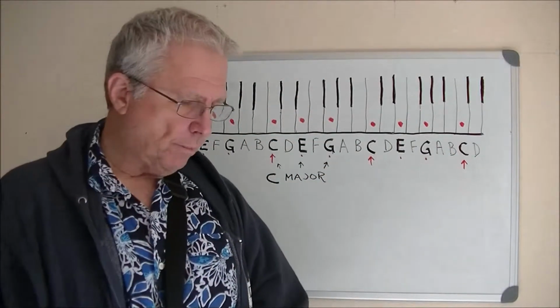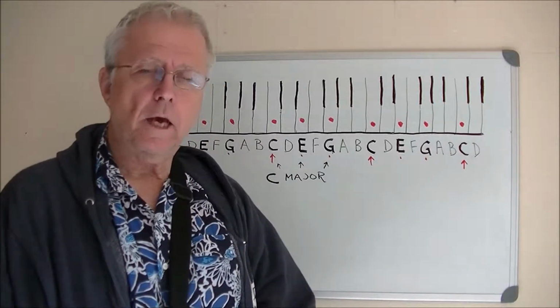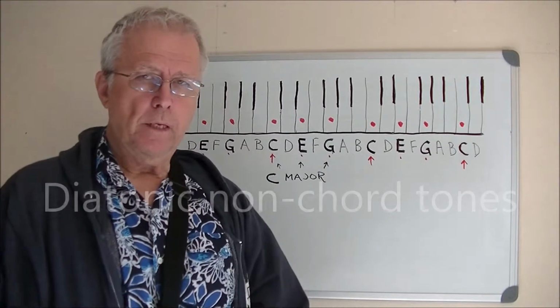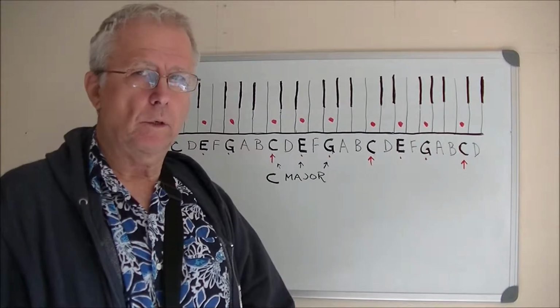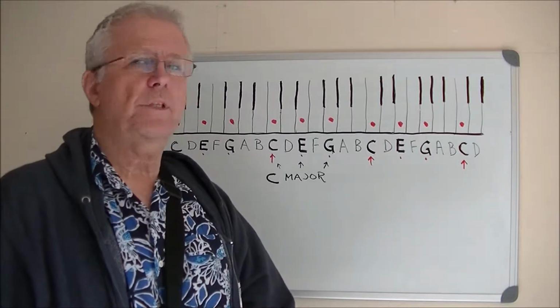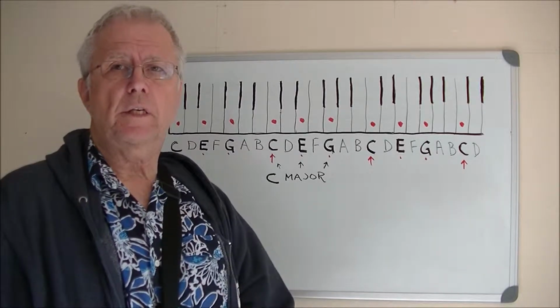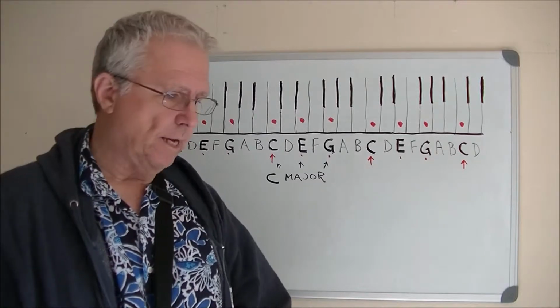Now, first of all, there's a broad classification of non-chord tones into what are called diatonic and chromatic tones. The diatonic tones are part of the scale that the chord belongs to. So if C is the tonic chord, then the notes C, D, E, F, G, A, B, C will be diatonic.